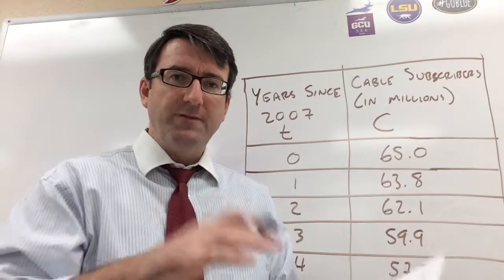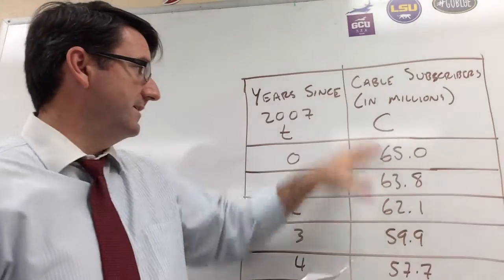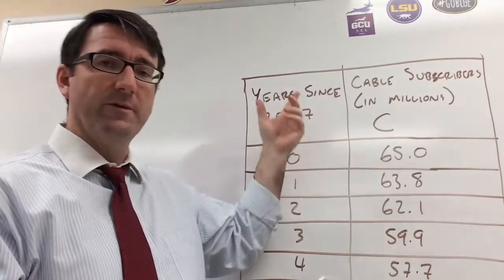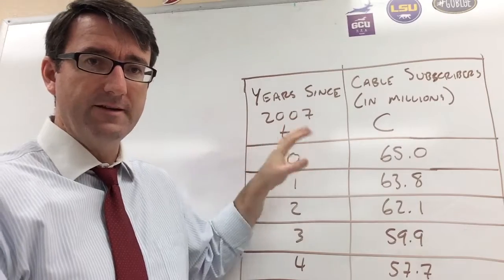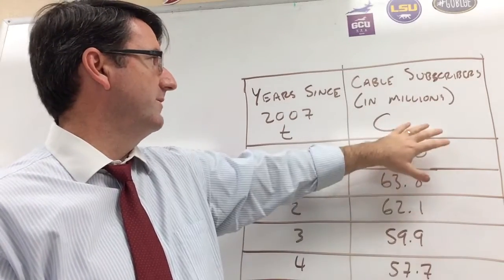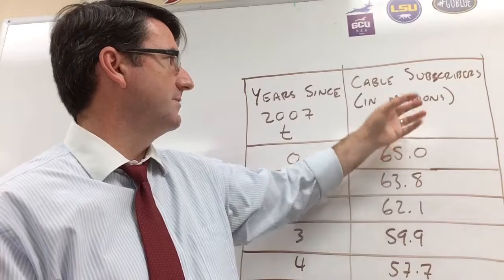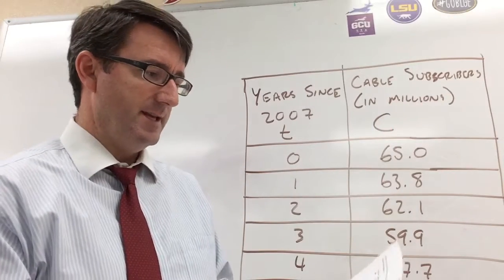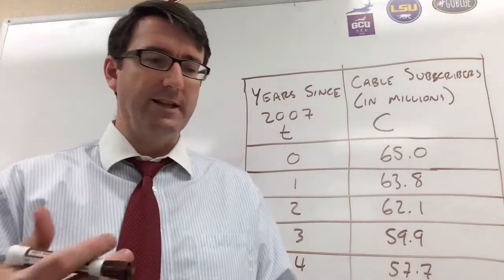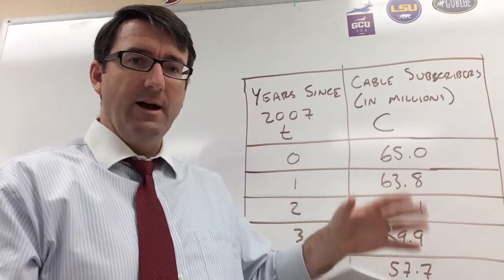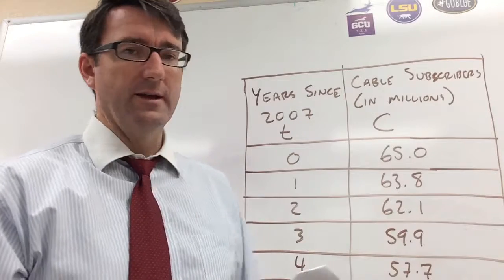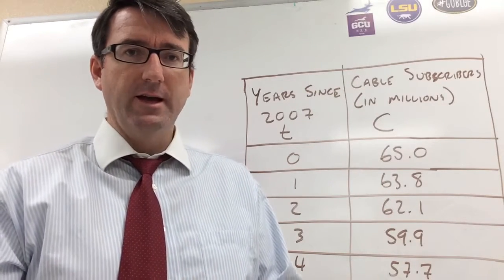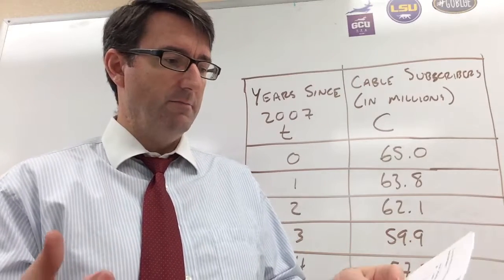All right, so for questions 5 through 7, we have this table of data. In the input column, we've got years since 2007, that's T, and in the output column, we've got number of cable subscribers in millions, and that's C. And we're asked to find a linear regression model for these data. Now, in class, I'll show you how to input this into your calculator and create a linear regression model.